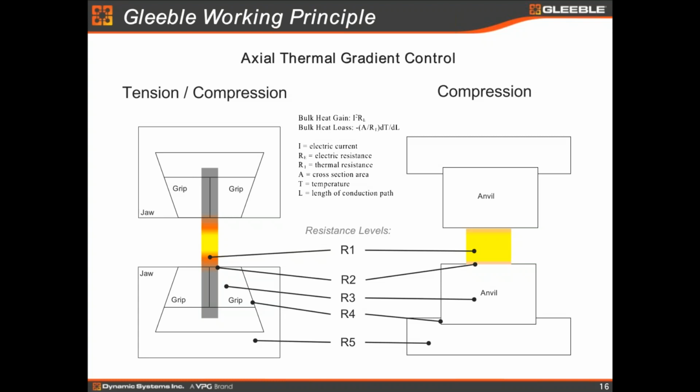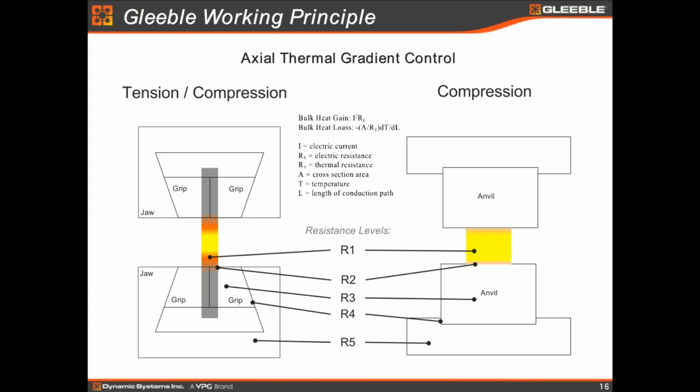If you look at the electrical circuit, there is a lot of resistance in there. In this test setup, we have 5 resistances. We call them 1, 2, 3, 4, 5. R1 is the resistance of the temperature. R2 is the resistance between the sample and the grip. And R3 is the resistance of the grip itself.